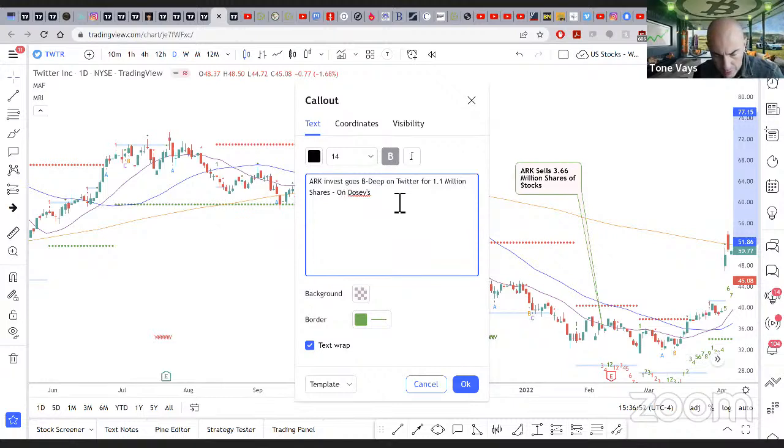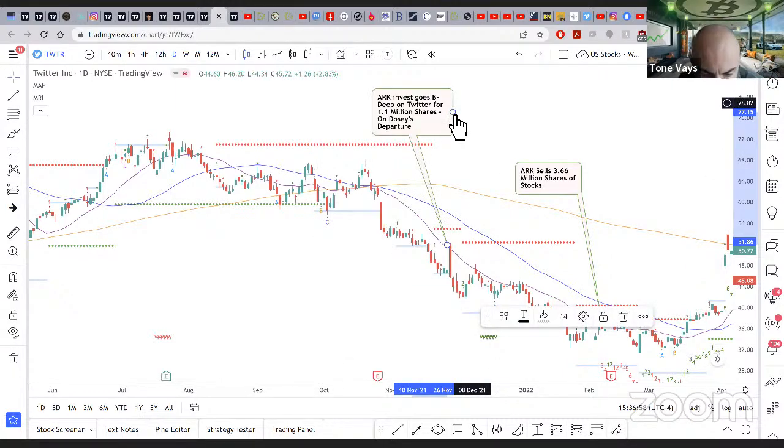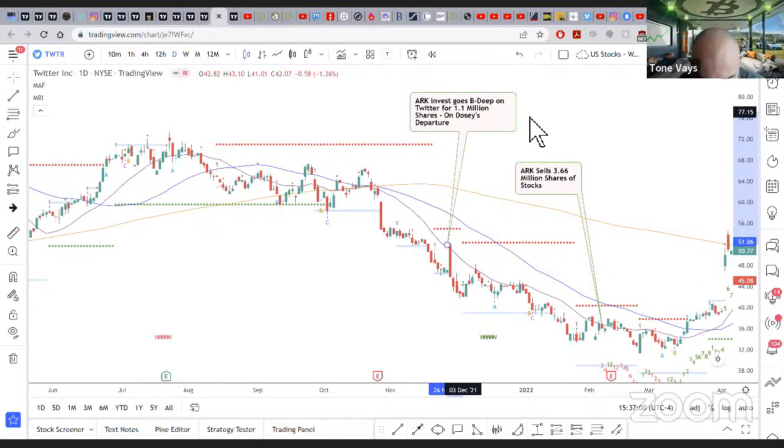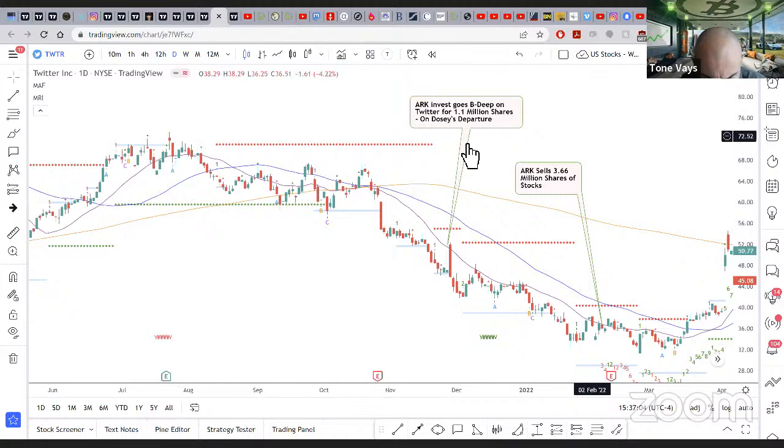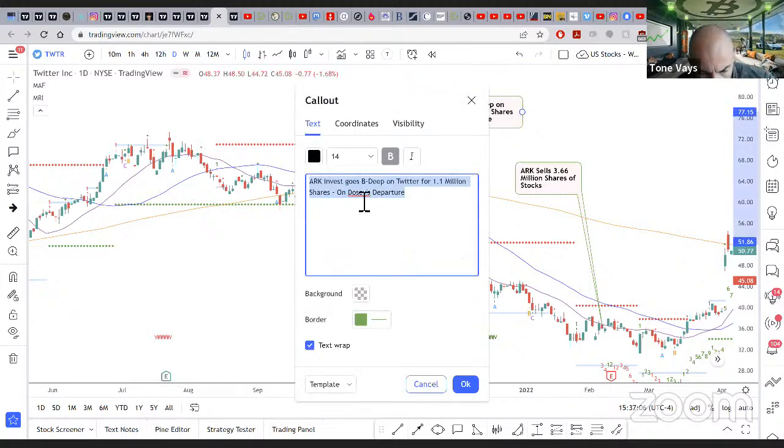Dorsey's departure. All right, so Jack Dorsey, as much shit as I've given him, was the only guy there that cared about free speech at Twitter. Oh, misspelled Dorsey. Whatever.